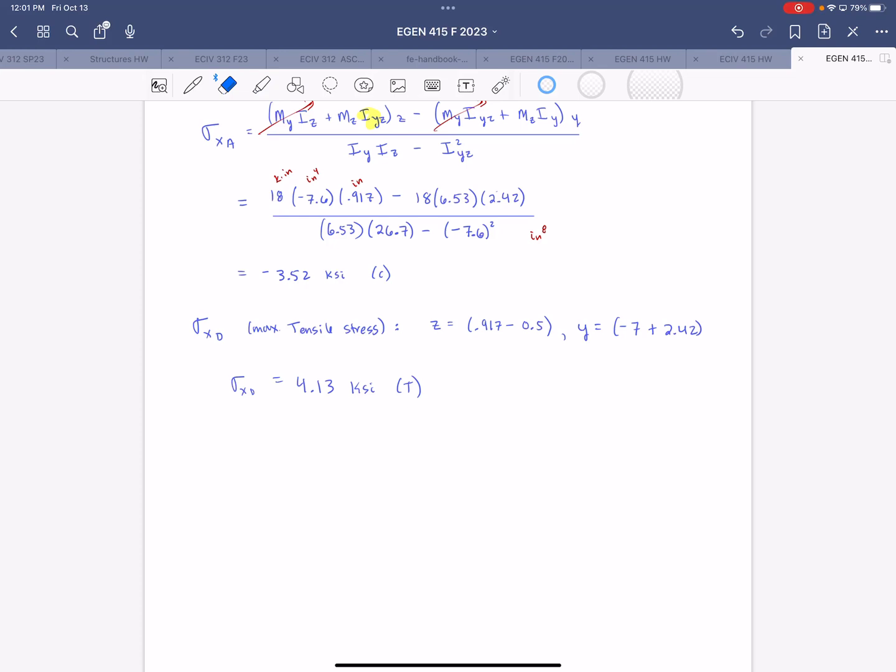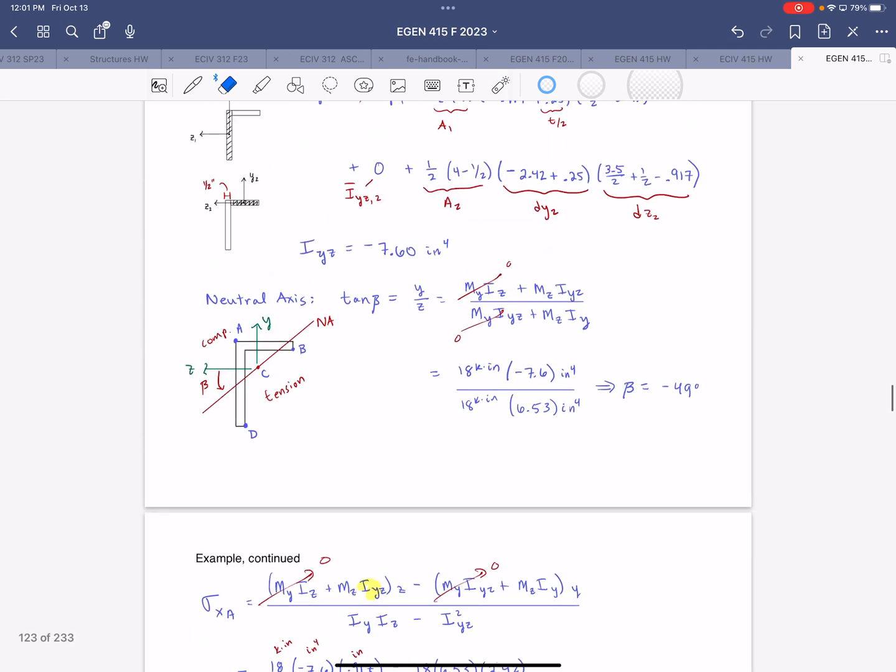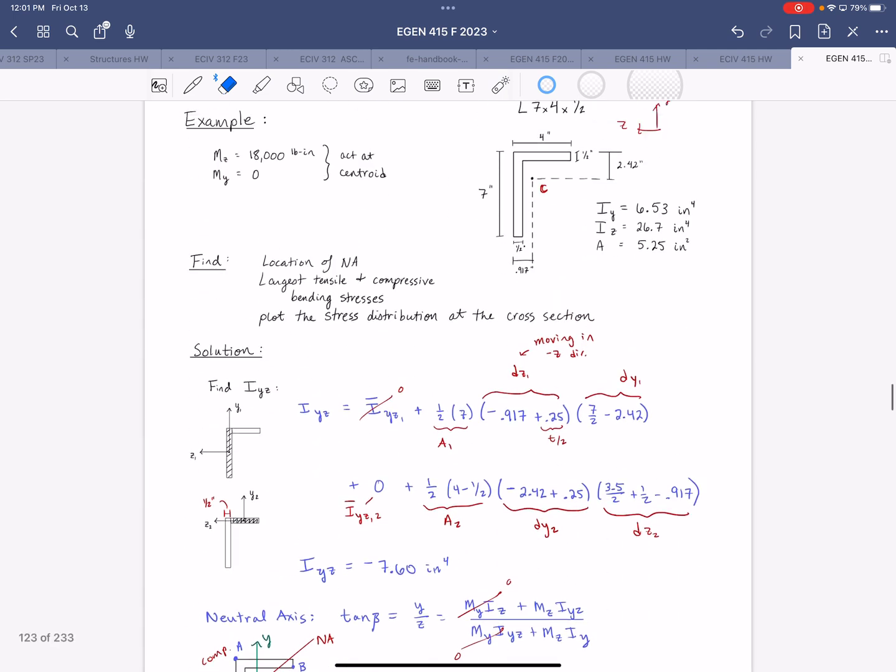Last topic, which was asymmetric cross sections. And then we'll start talking about circular beams. So going a little bit out of order in the schedule.